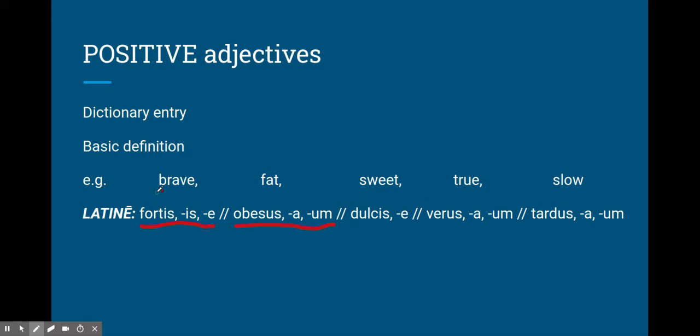Adjectives are presented in the dictionary by a masculine form first, then a feminine form, and then a neuter form. We see the same thing here with obesus, -a, -um. First it's the masculine form, then it's the feminine form, and then we have the neuter form here. Because adjectives represent nouns from all 3 genders, you have to have some sort of fluidity with the endings.